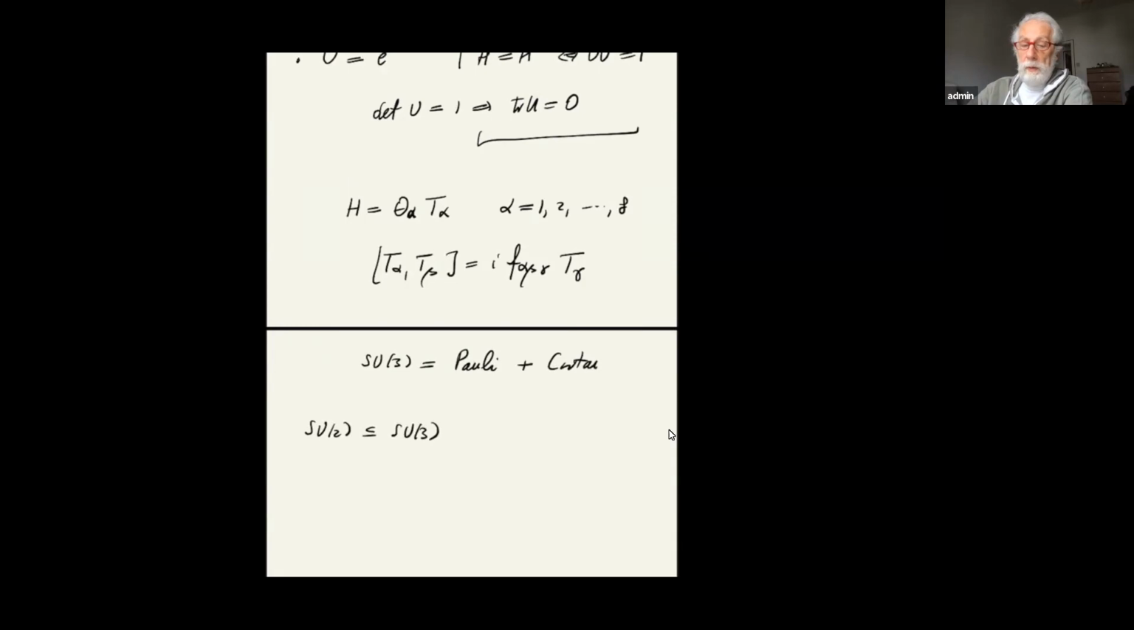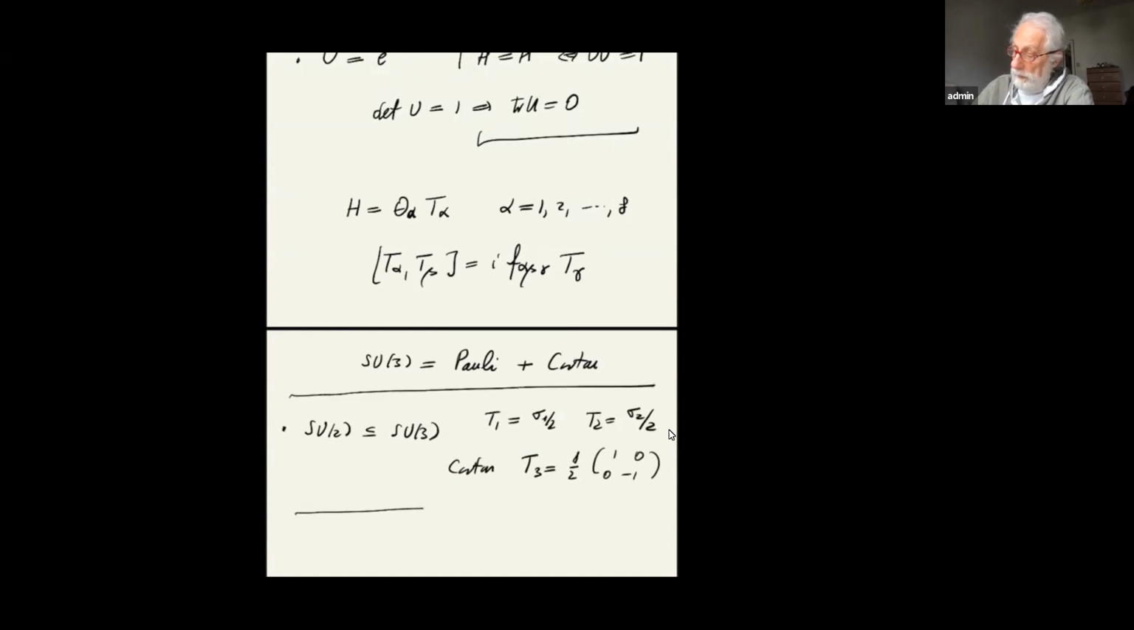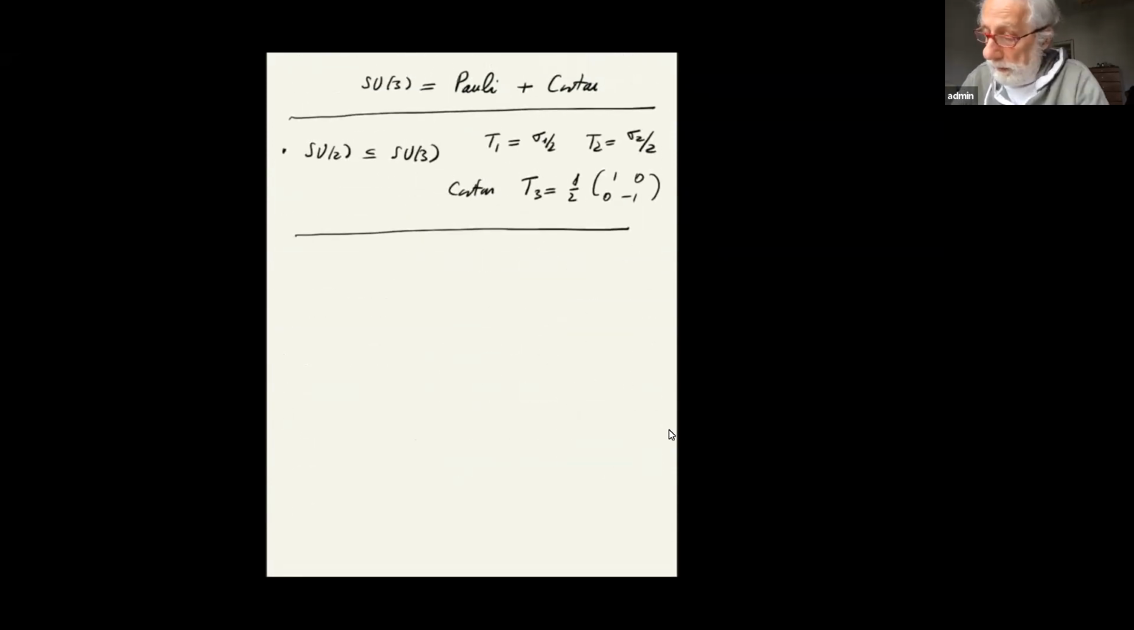So how do I build SU2? T1 is sigma 1 over 2. T2 is sigma 2 over 2. These are the off-diagonal ones. And then there is Cartan. There is just one such generator because it's traceless. If it was not traceless, there would be two of them, there would be unity. But this way I have one, and let me specify it just to remind you because it's traceless. So this is in SU2. A little digression. That's all you need. I hope I'm not boring you.